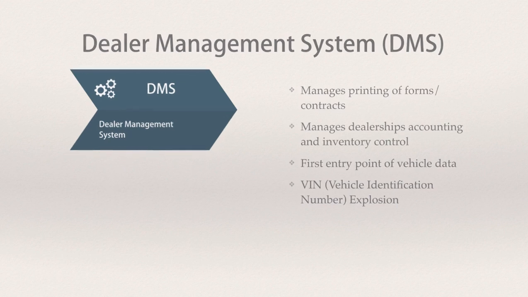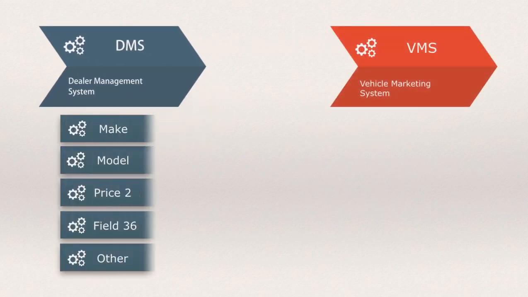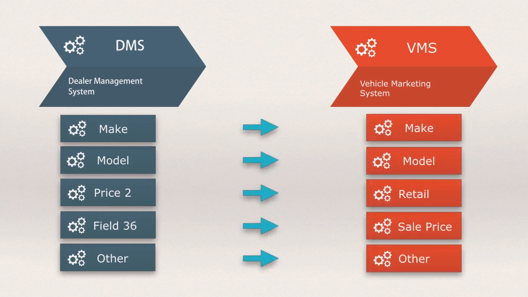So the DMS is where the vehicles are initially added, and that data needs to be exported from the DMS and imported into the VMS. To do this, DMS data fields need to be mapped to the corresponding attributes in the VMS. Things like make, model, trim, along with other available data. In some cases, a DMS will have data fields called something as unrecognizable as price two, or even field 36. So it's important to map these fields into the corresponding attribute.